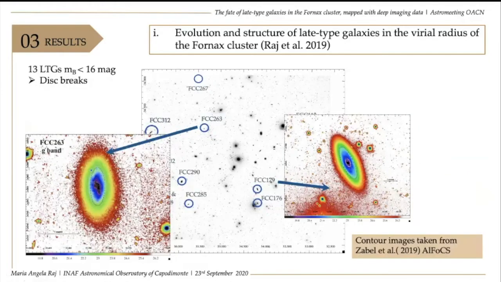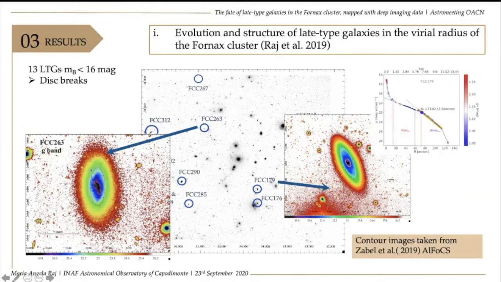So what about the disk breaks? Now, 10 out of 13 galaxies exhibit a disk break in their profile. I'm just going to show a few examples. Here we have g-band images and surface brightness profiles of 2 galaxies. This is FCC 263, a bright spiral galaxy, and FCC 179, a spiral galaxy. In both cases, the break radius is indicated by the black dashed lines. FCC 179 is a type 2, the same profile I showed earlier in the algorithm, and the g-i color is also indicated here.